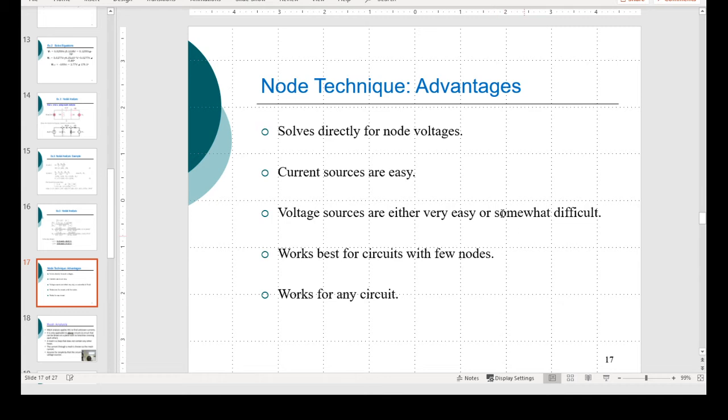Right, these are some advantages of node voltage analysis. Of course, it gives you the voltages. If you have got current sources in the circuit, it makes your life easy. It is good when there are few nodes in the circuit, and it works for any circuit.